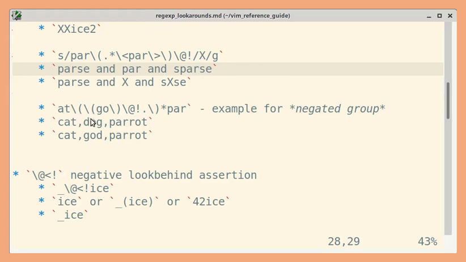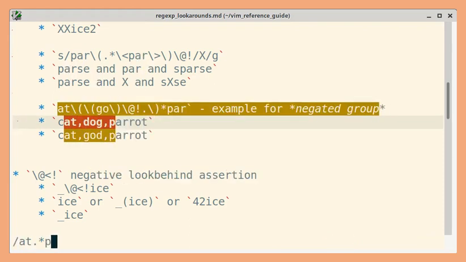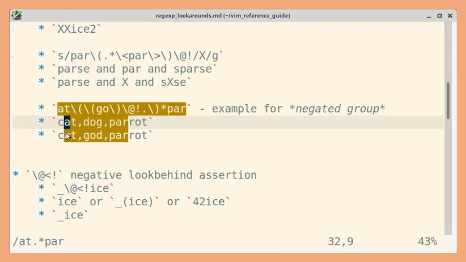Next, let us see an interesting application of negative look ahead. So we can negate a particular group. Suppose I want to match at followed by par. So at followed by par. So these two lines are a valid match because there is at and then there is par after 0 or more characters. Same for this particular line as well.